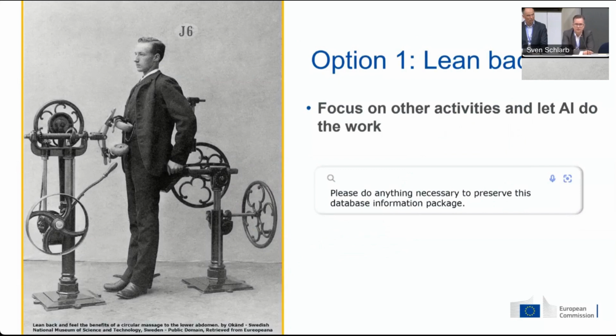So to boil it down to the options that we have, the first one is we just lean back and focus on other activities, like the guy on the left side who is getting a belly massage, I think, using this machine. And we let the AI do the work. We have just our input text field, and we say, please do anything necessary to preserve this database information package. And then we lean back and hope that it will do everything for us. I think that's a dream. I think it will not come true.